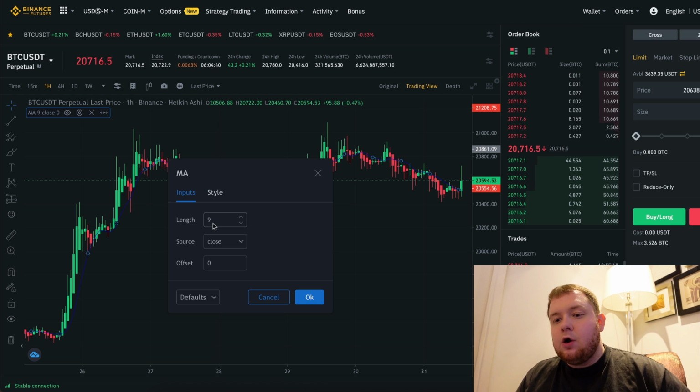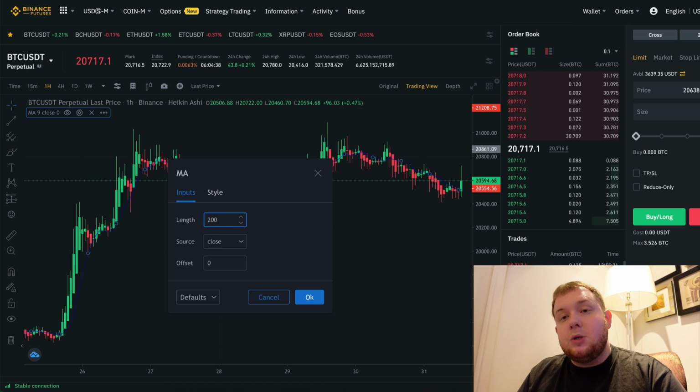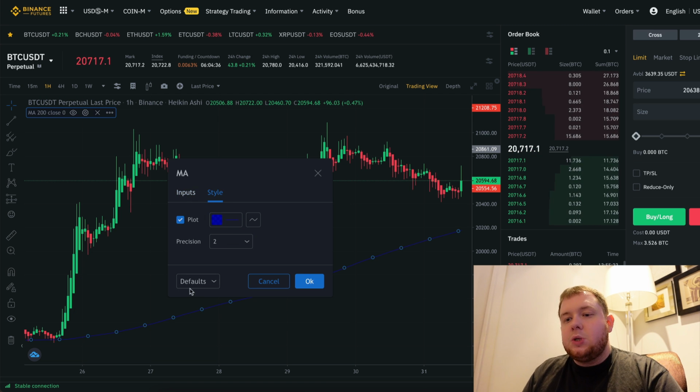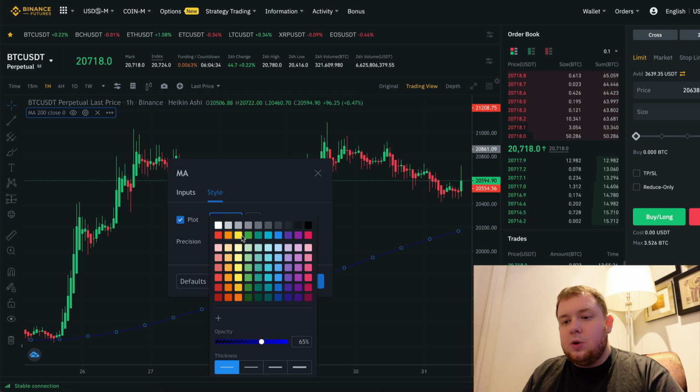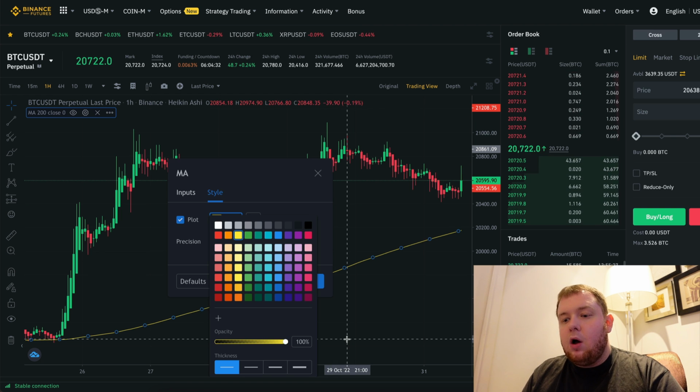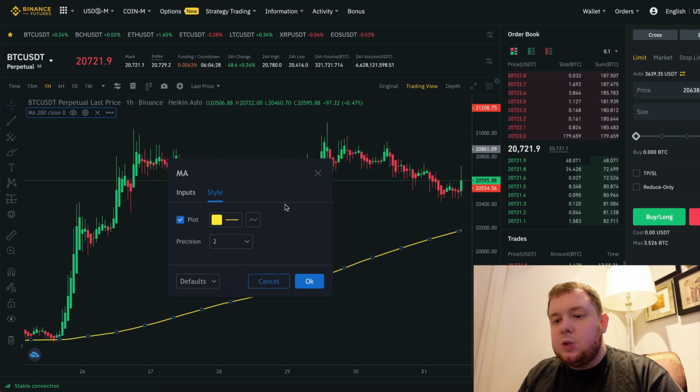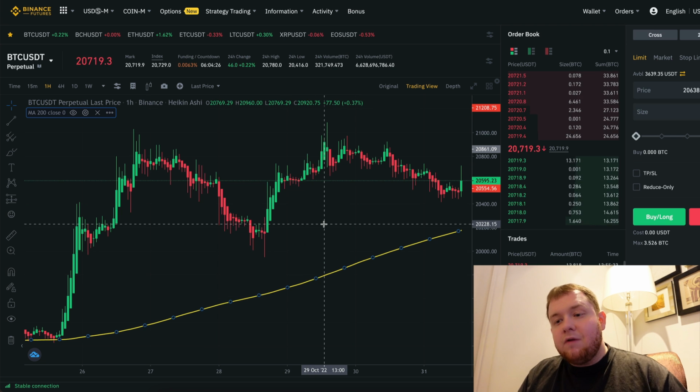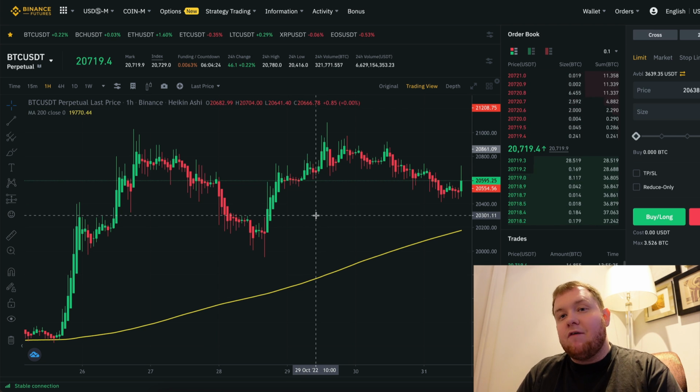Once we click the settings icon, we want to change this to 200. It will be a 200 moving average. We want to change the style right here to yellow. We want to slide this bar 100% opacity and increase the thickness a little bit, which is always nice. Once we have done that, we now have the moving average on the chart.